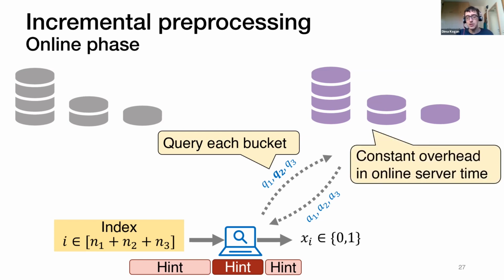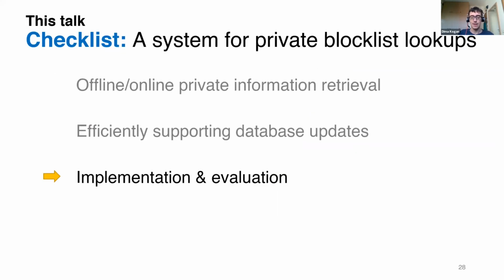And here you might say that the overhead again is at most logarithmic. However, because the sizes of the buckets are exponentially decreasing, if you do the summation, you actually get only a constant overhead in the online server time. That's the idea of how to handle updates.